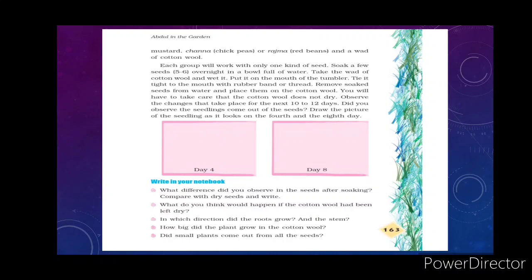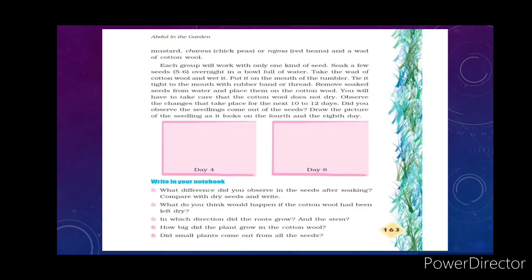Each group will work with only one kind of seed. Suppose you have made five groups, you have distributed five kinds of seeds among all. Okay, rajma seeds, chana seeds, mustard seeds, oat seeds, whatever seeds you want to distribute. Now all will take any bowl or any tumbler or any wide mouth bottle.